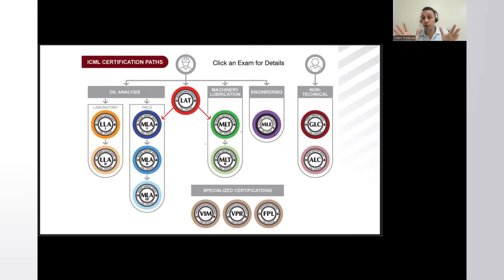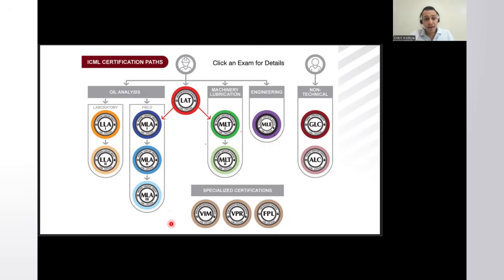How can you store the lubricants as per best practice? How can you transfer the lubricant? How can you prevent the lubricant from contamination? How can you perform routine inspections and so on? So the MLT certification level, which is Machinery Lubrication Technician, is suitable for the specialized lubrication technician, any mechanical technician, any maintenance technician, and some plant operators as well for their knowledge.